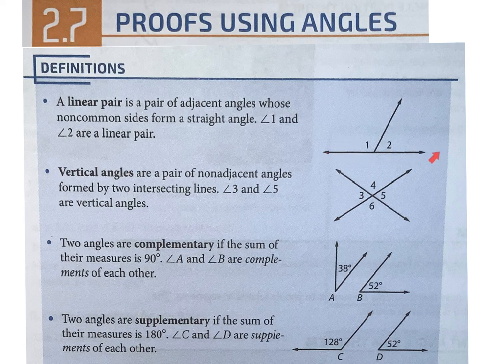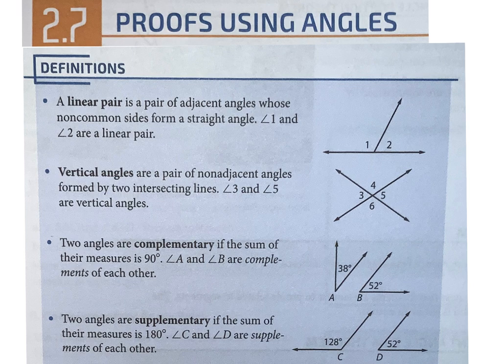It is also called a straight angle. They are adjacent angles, meaning they are right beside each other. So adjacent means they are beside each other, and the angles form a straight angle or a line. That is a linear pair.